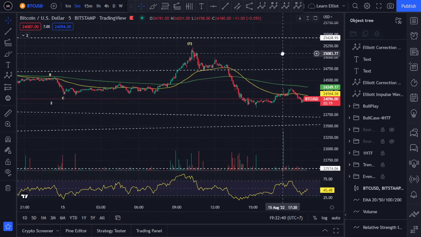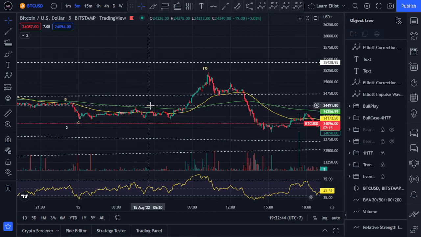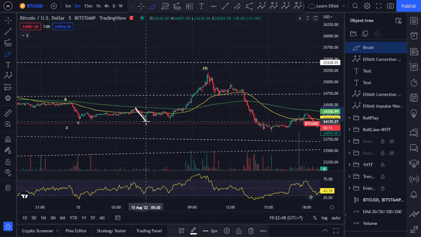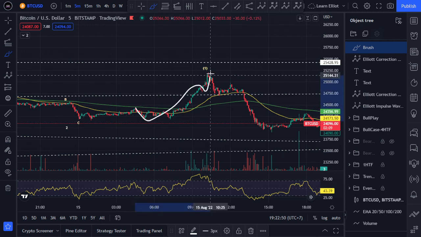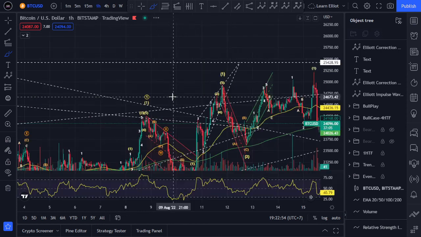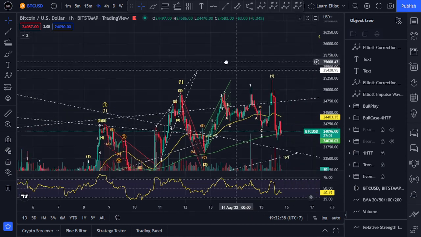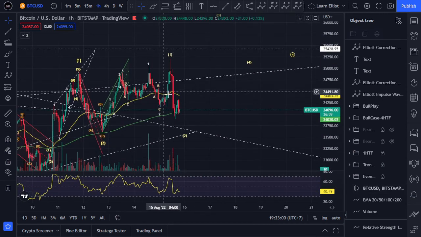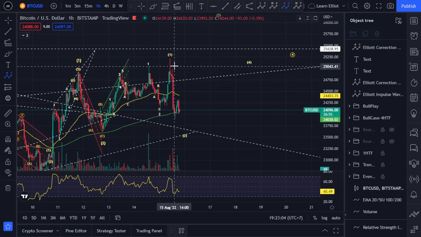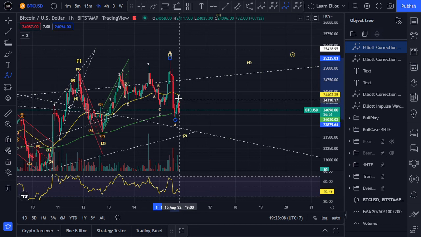Let's see. So this is the C, we have a 1 here, a 2, a 3, 4, 5. Yeah, it's a complete minuscule impulsive move, but I'm not going to add it since it's just too tight. Now we are having a sub micro ABC correction down here, A, B, and C.